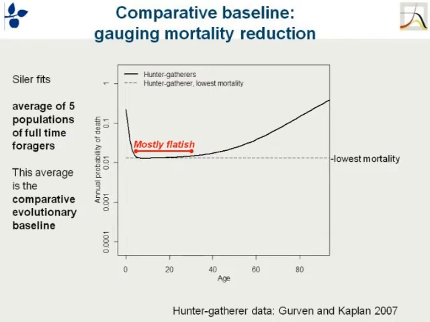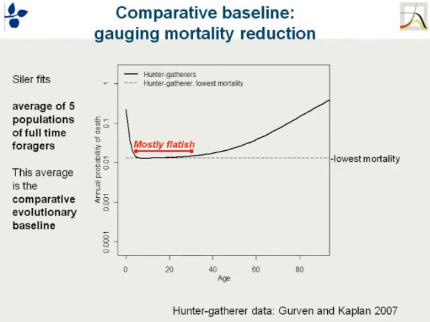devoted a massive amount of effort to trying to compile data on all the hunter-gatherer studies that had been done, all the hunter-gatherer groups that had been studied. And they produced a hunter-gatherer mortality trajectory, and they smoothed it using something called a Siler curve. And this is the hunter-gatherer mortality trajectory.